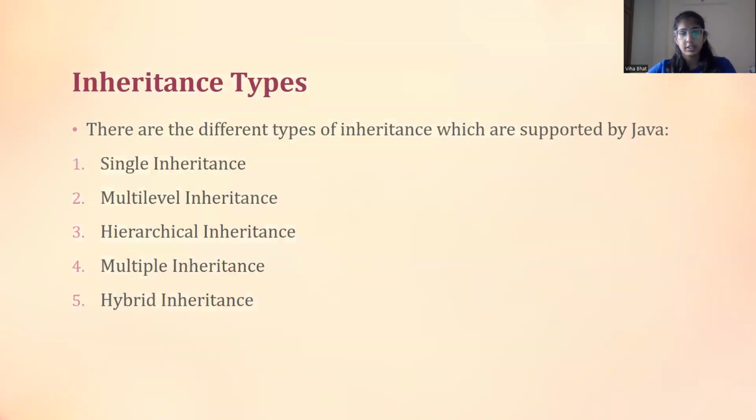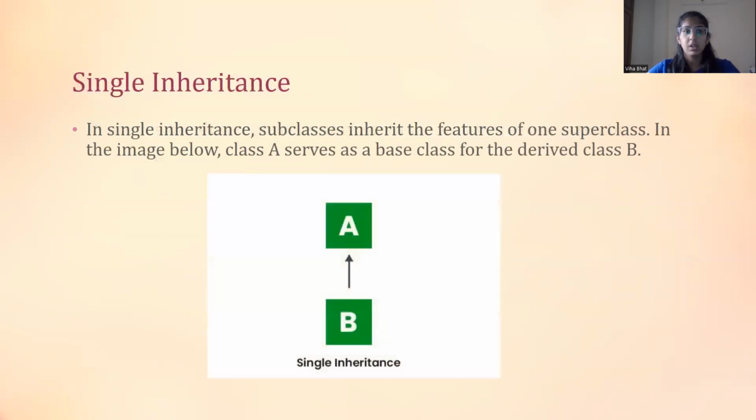Next are types of inheritance. So we have different types of inheritance which are supported by Java. The first one is single inheritance, second is multi-level inheritance, third is hierarchical inheritance, fourth is multiple inheritance, and fifth is hybrid inheritance. So what is single inheritance? Here a subclass inherits the features of only one superclass. So in the given image, you can also see the same.